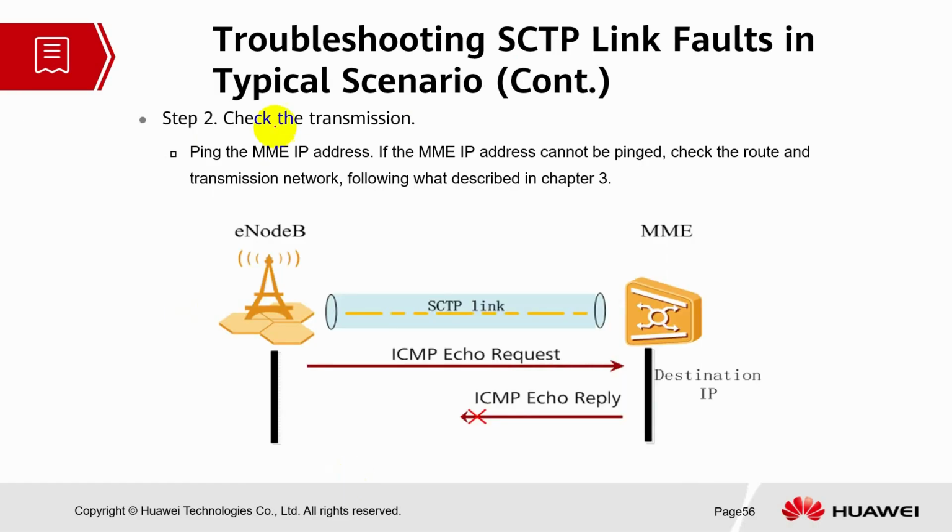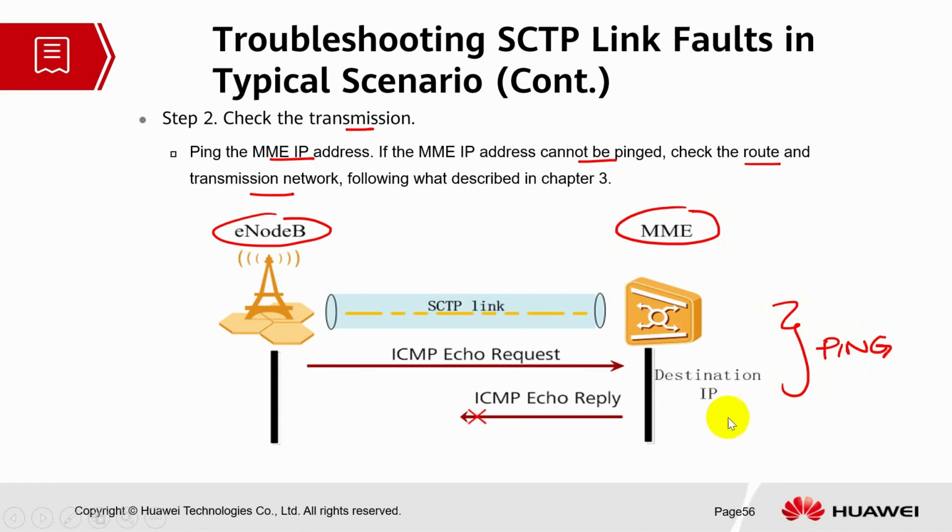So let's look into troubleshooting SCTP link fault, how to check the transmission. We have to ping the MME IP address. If the MME IP address cannot be pinged, check the route and transmission network. Basically from the eNode B side, we can ping the MME. So let's try out this activity in our lab.